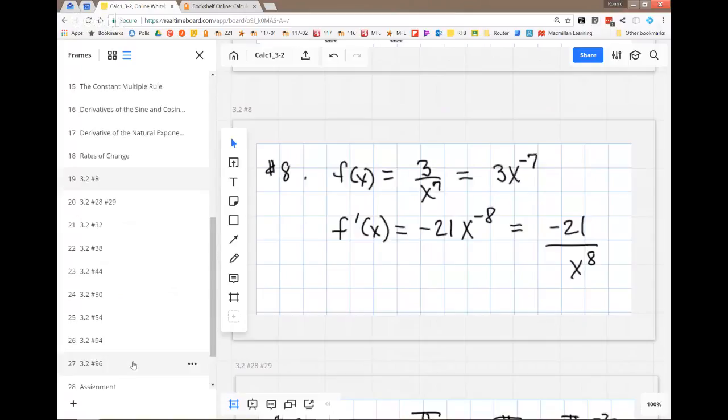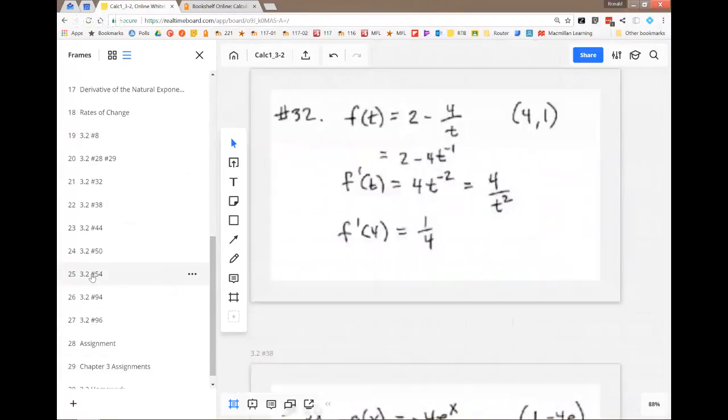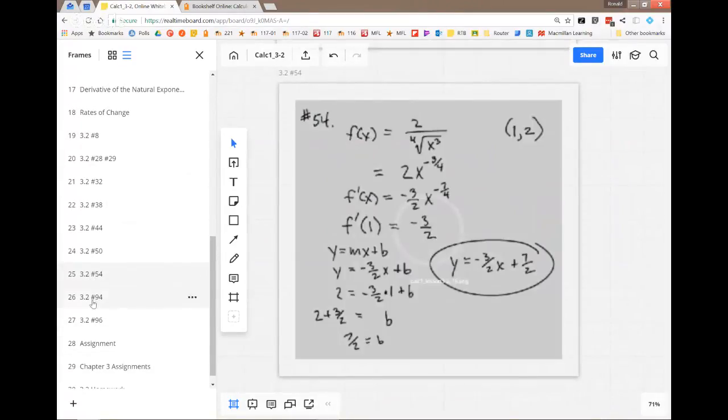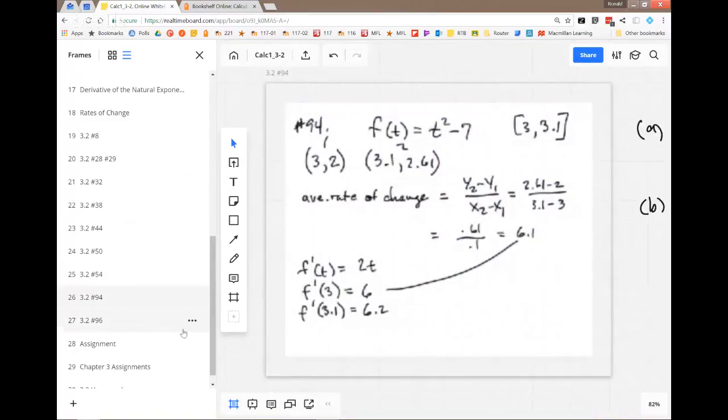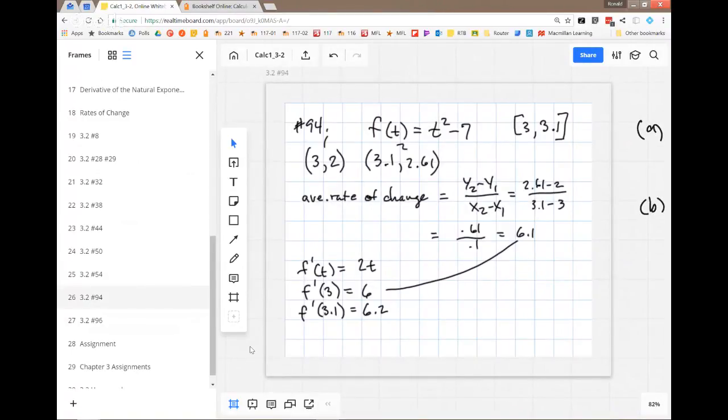We can skip ahead here to, I think, this is the problem we were on, I believe, when the class period ended. So this is from the assignment. It's number 94. They give you a function, t squared minus 7, and then they give you an interval, from between 3 seconds and 3.1 seconds. And they ask you to find the average rate of change, and they ask you to find the instantaneous rate of change at the endpoints.